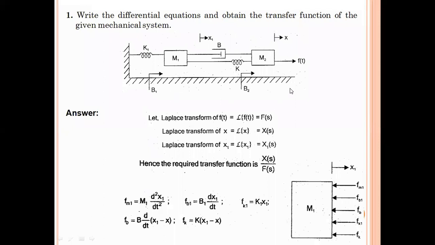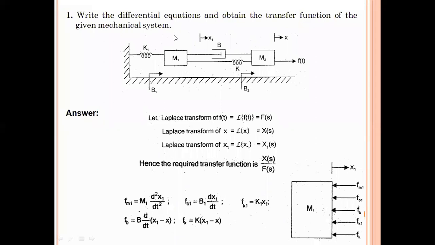So in order to find the transfer function for this type of systems, we need to check a few rules. First, we need to identify what is the input and what is the output. Because the transfer function is the ratio of Laplace transform of output to the Laplace transform of input. So for each and every system, we must understand the input and output parameters.